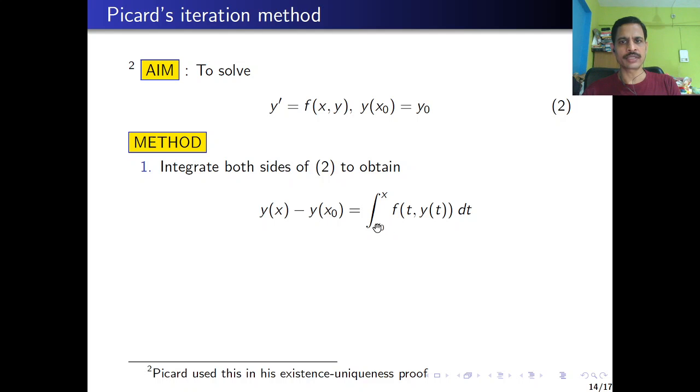X naught is the point at which the initial condition is given and the value at x naught is y naught. It is same as y of x naught. So we rearrange and it is y of x is equal to y naught plus integration x naught to x f of t comma y of t dt.